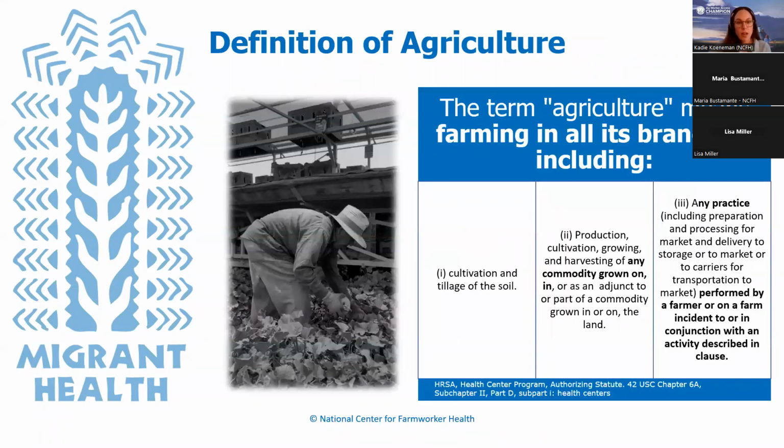Starting with the definition of agriculture. This slide includes the exact language for the definition of agriculture as defined in the legislation. Basically, it involves everything from prepping the soil, seeding, planting, growing, picking, packing, to transporting. Agriculture means farming in all of its branches, including crop production, animal production, aquaculture, and the support activities involved in these industries.